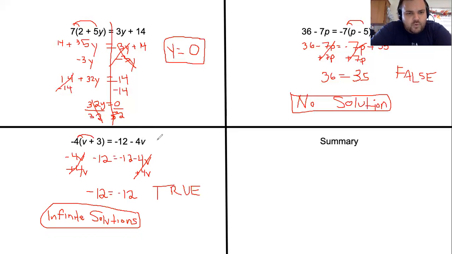All right, so these are 3 different examples here, one with a solution, and the solution is 0. And then we have 2 other problems, one with no solution and one with infinite solutions. So that's a real quick explanation of how this works.